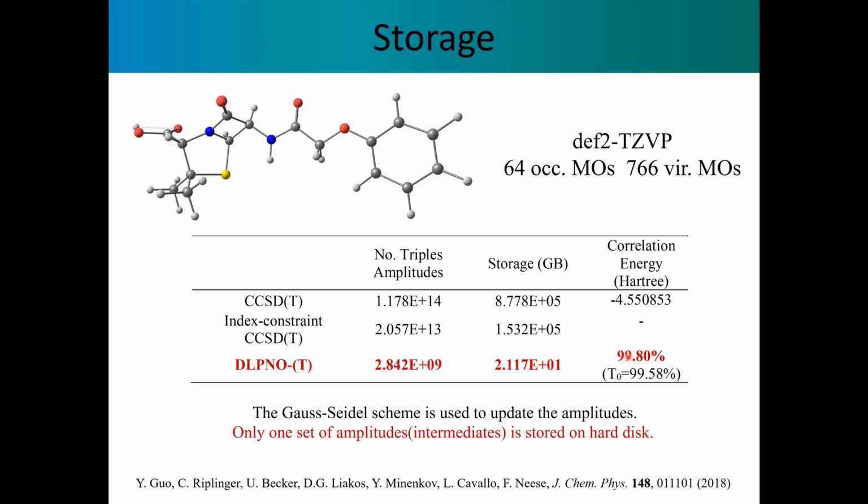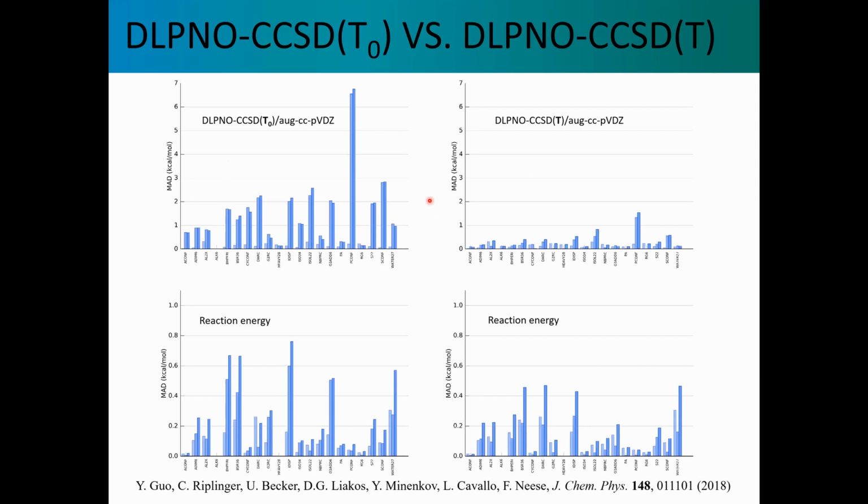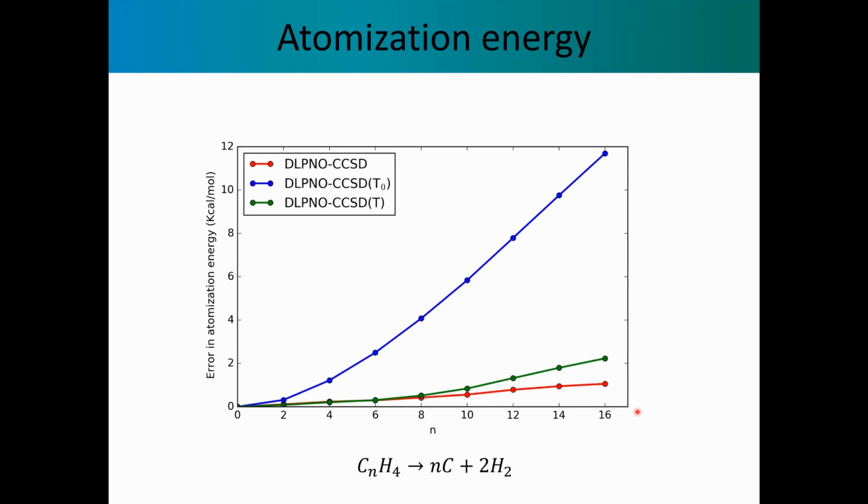With the newly implemented iterative (T) algorithm, I tested a few test sets from GMTKN55. You can see those are results from the previous (T0) algorithm. The deviation of the absolute energy can reach almost 7 GB more. But if you use the iterative (T), it's significantly reduced. The relative energy also improved a little bit. And let's go back to the previous atomization energy problem. You can see with the iterative (T), the atomization energy error also reduced.